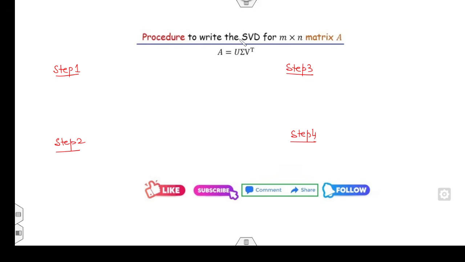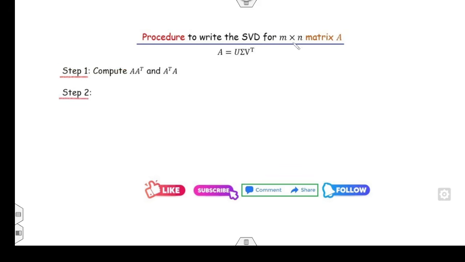The step number 1 is your target is to compute the value of A into A transpose and A transpose into A. Always remember these two matrices are always symmetric. For any matrix A, A into A transpose and A transpose A is always symmetric. Step number 2 is your target is to find the eigenvalues of A into A transpose. Mostly this matrix is also known as the Gram matrix.